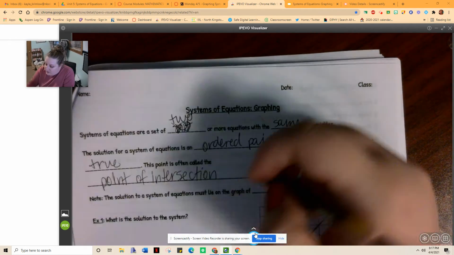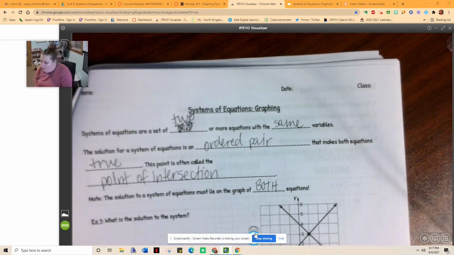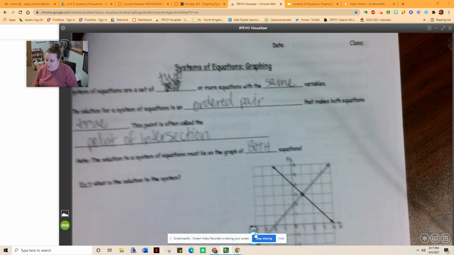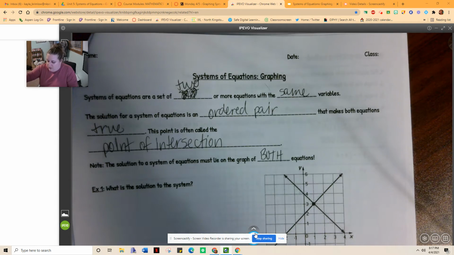Note, the solution to a system of equations must lie on the graph of both equations. It means if I were to substitute that point into each equation, it would be a true statement. It's part of the function. The input and the output go together for both functions.